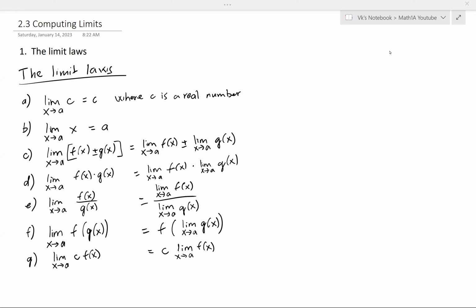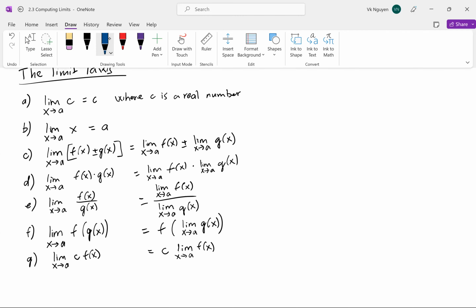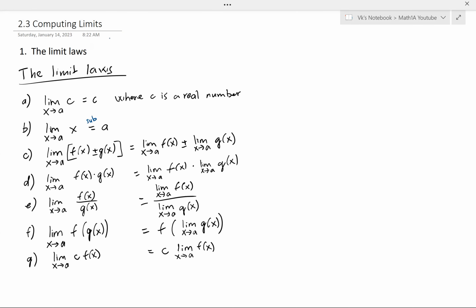There are multiple limit laws. The first law is: the limit as x approaches a of a constant is the constant. The limit as x approaches a of x equals a. So as you can see in the second law, it looks like we are doing a substitution. Sub x for a.